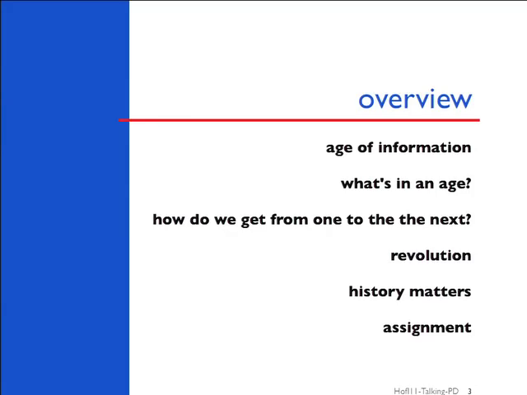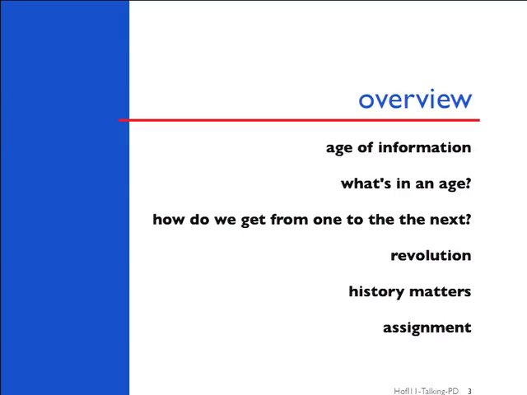Then, taking one of the answers to how we get from one age to another, we'll talk about revolution in particular, because that's the phrase that's usually thrown around, the information revolution. So what's involved in talking about revolution? That'll form most of the class, in fact, to look at different ideas of revolution. Then at the end, I want to come back to the notion of why history is important in making this argument. I think Jeff discussed it last time, and I'll discuss it again next time.